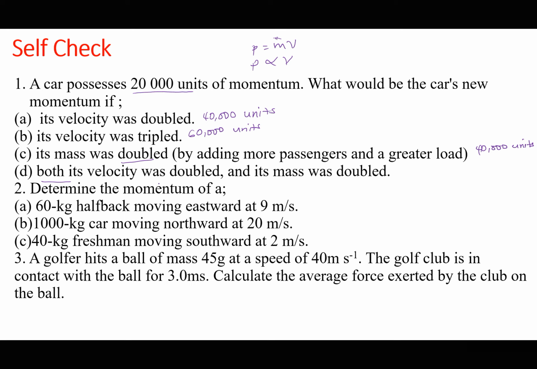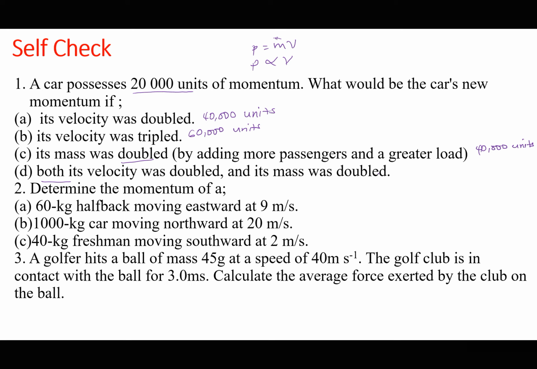Both its velocity was doubled and its mass was doubled. So doubling the velocity doubles the momentum. Doubling the mass again doubles the momentum. So it means the momentum is going to be multiplied by a factor of 4.